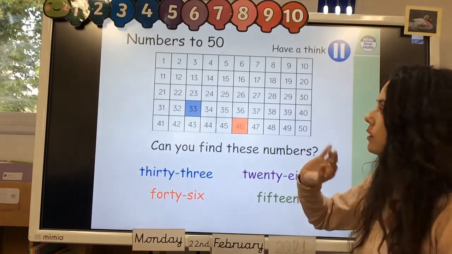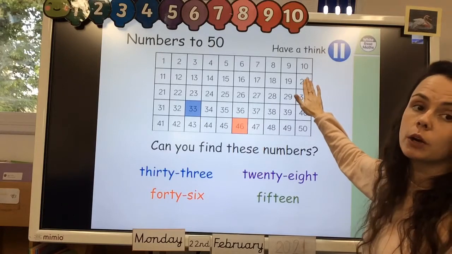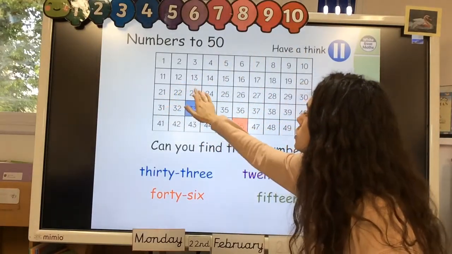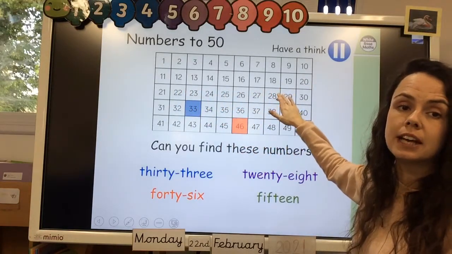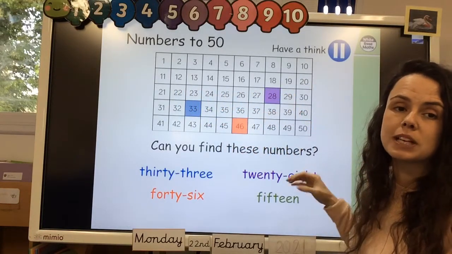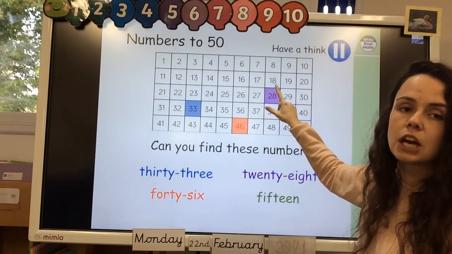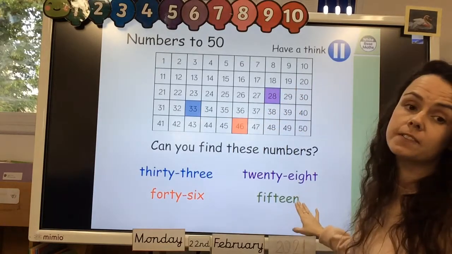Okay, my turn. So I'm going to find 20 first. So 10, 20, and I'm going to go along to 8. So 20, 21, 22, 23, 24, 25, 26, 27, 28. Fantastic. This is 28. So it's got the 2 for the 20 and then afterwards it's the 8. 28. Well done. And your last one is 15.